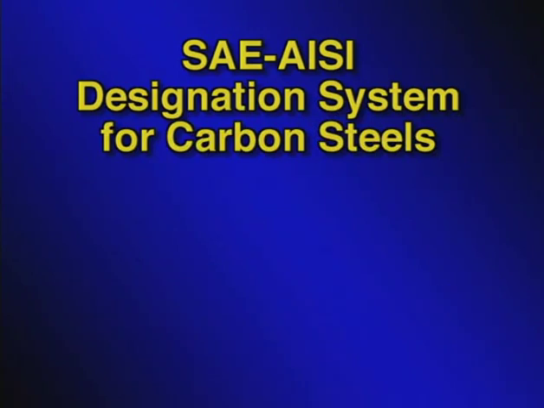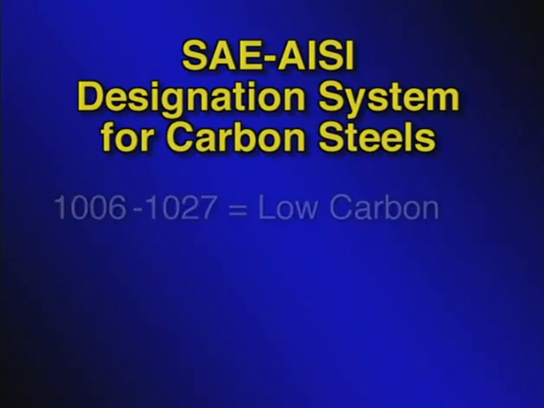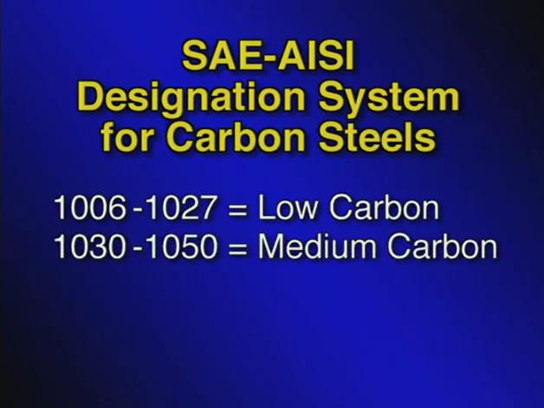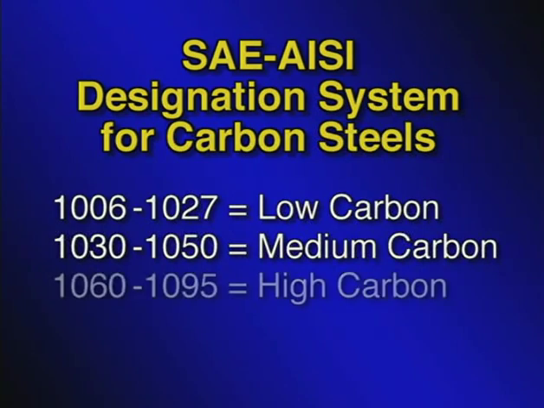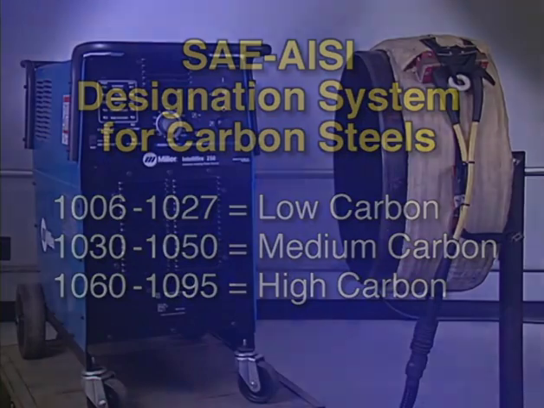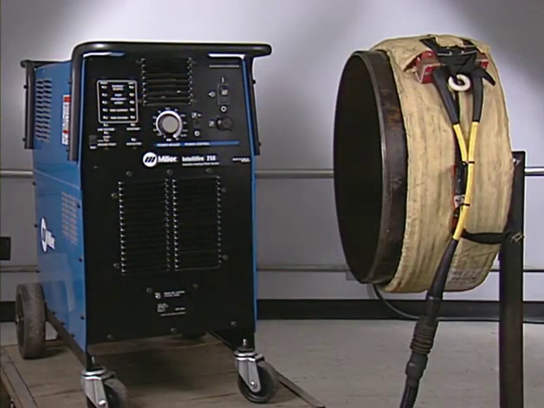So, in the SAE-AISI numbering system, the numbers 1006 to 1027 indicate low-carbon steel. Medium carbon steel is 1030 to 1050, and 1060 to 1095 designate high-carbon steels. That means when you're welding on steel with an SAE-AISI number of 1030 or higher, you have to decide what kind of heat treatment to use, and you should figure this out before you start welding.